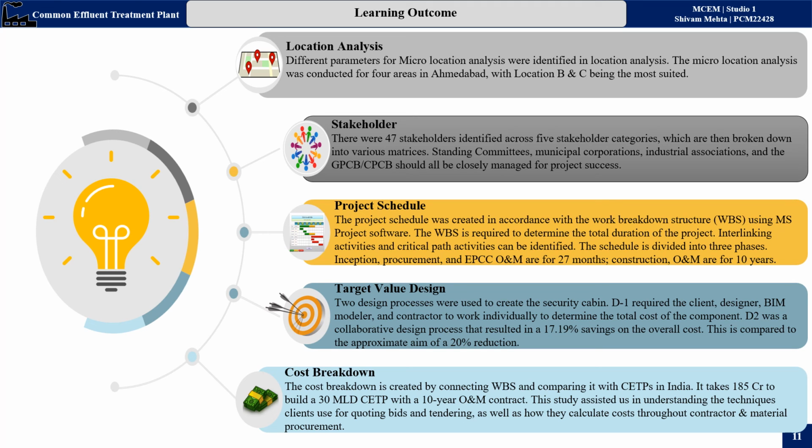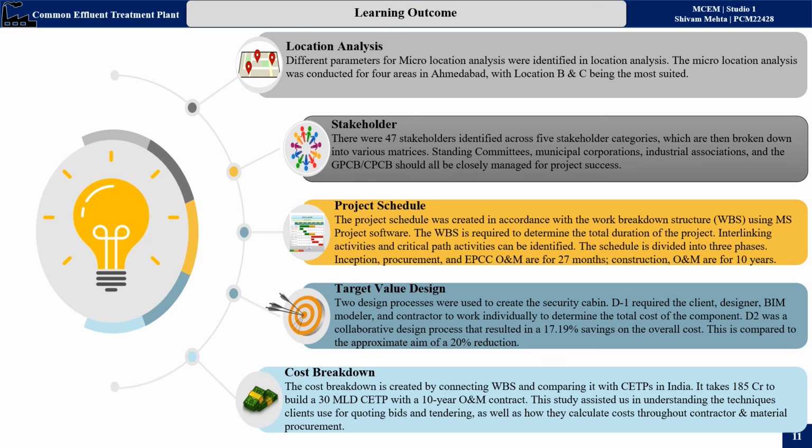Now for target value design, there were two processes used to create a security cabin, D1 and D2. In D1, the client, designer, BIM modeler, and contractor were working separately, but in D2, everyone worked together, which resulted in 17.19% cost saving, and the design was made very good.